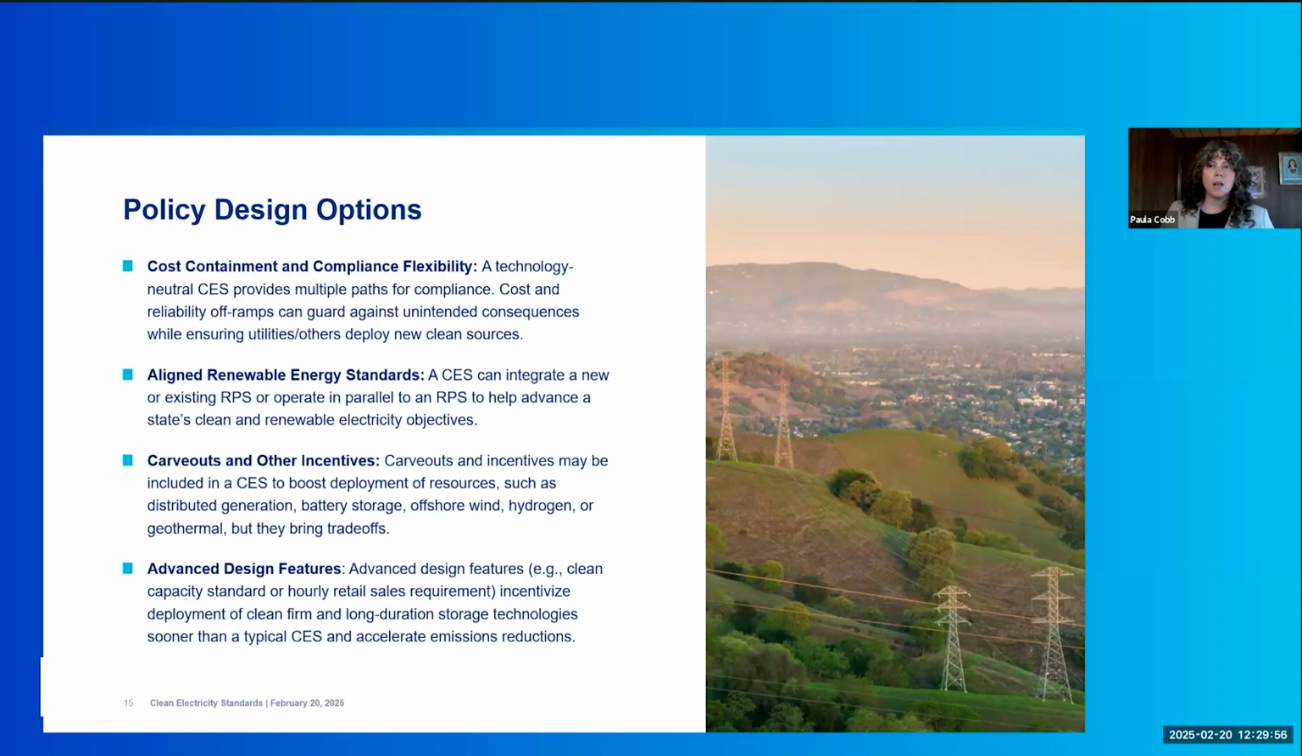You also have carve-outs and other incentives that can specifically be built into the clean electricity standard. And these can be used, for example, to boost deployment of specific types of resources that a state might be particularly interested in incentivizing. It can include things like distributed generation, battery storage, offshore wind, clean hydrogen and geothermal, but it can also include long lead resources that might not play a critical role on the grid today, but the state knows that they have the potential to play a very powerful role on the grid in the future, and they want to make sure that there's progress toward deploying those particular resources.